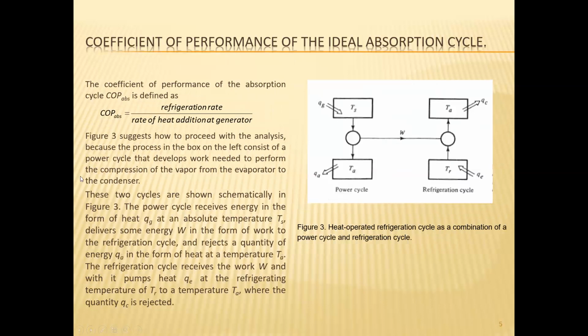Na for the performance, meron tayong coefficient of performance of the ideal refrigeration cycle. Meron din siya. So the COP, coefficient of performance of the absorption cycle, COP abs, is defined as the refrigeration rate divided by the rate of heat addition at the generator. Kasi ang may input mo yung generator. Ito. The temperature ng source, TS, and TR refrigeration. Okay?